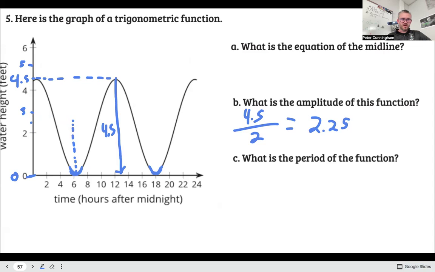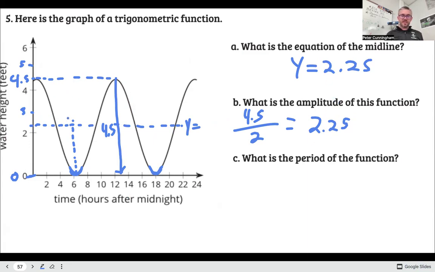3 is here, then 2.5, so 2.25 would be right about there. So the midline, I would say, is about y equals 2.25. So it kind of works out here that they're the same thing. And if you forgot how to do them, you had a 50-50 shot on this.